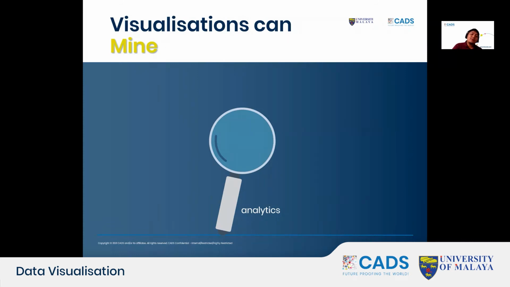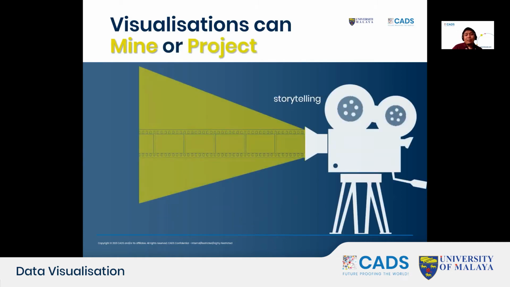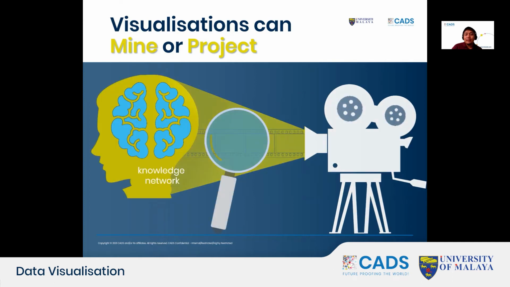Right? So visualizations can actually be used as some kind of a mining tool to get analytics, to get information from the visual itself. Or it can also be a way to project information, right? The first one is to get information. From the audience perspective, it's about getting information, but from your storyteller perspective, let's say from my perspective, it's about storytelling. All right. And then the best or ideal case of visualization is to have both, right?